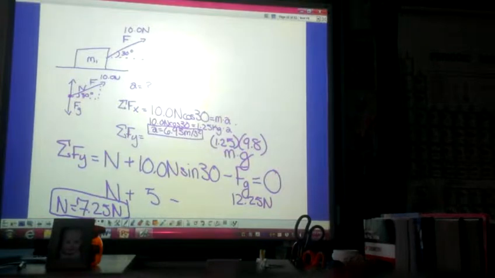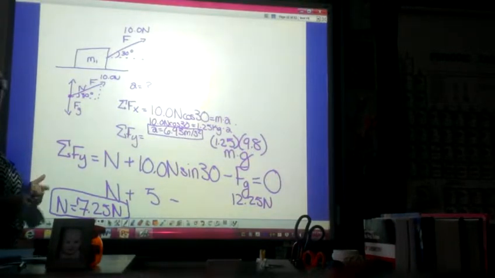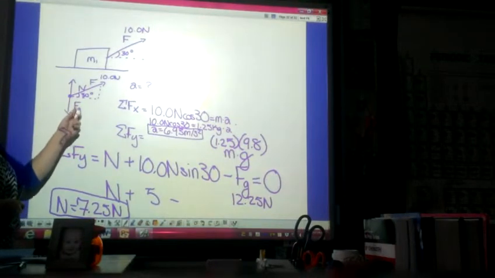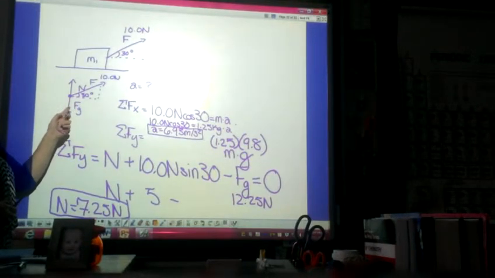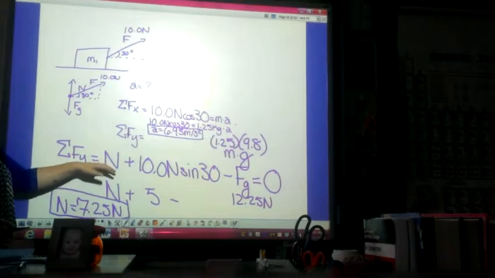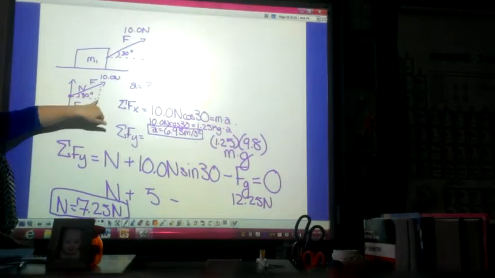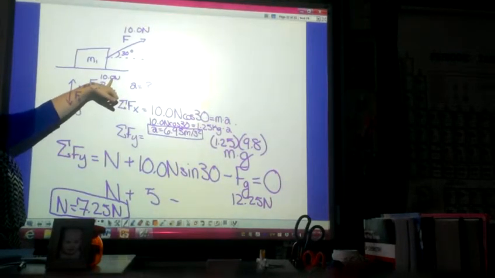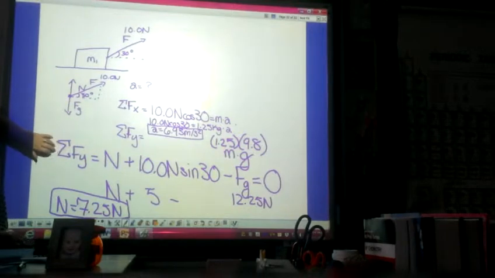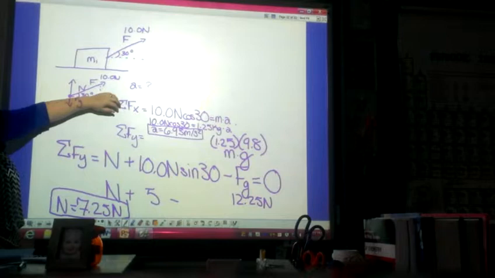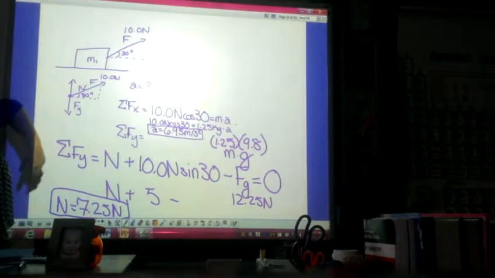Okay, one of the really big errors, or what I see a lot of, is that most people like to assume that the normal is always equal to the weight force. But that's not true, and we can see that in this case. Because there's a y component of the applied force. So I always have to write out the sum of the forces in the y, the sum of the forces in the x. As long as you always do this, I promise you'll get those problems right, okay?